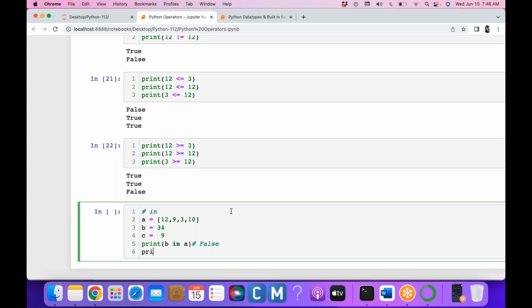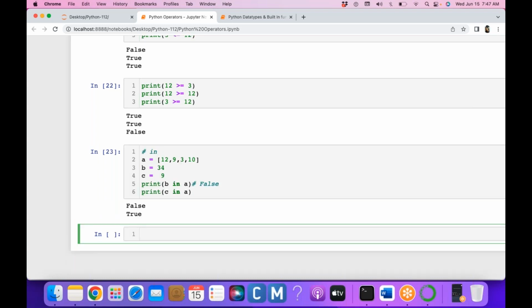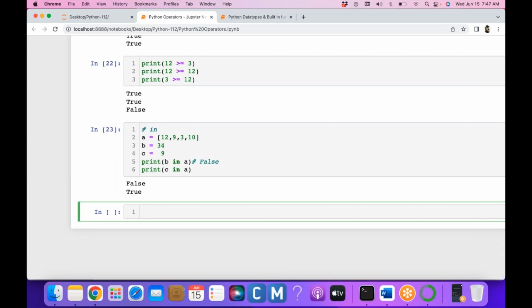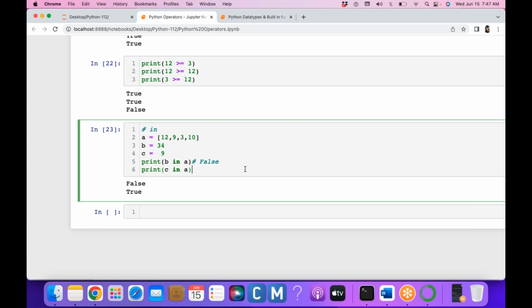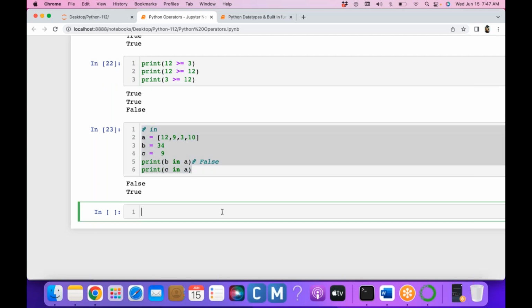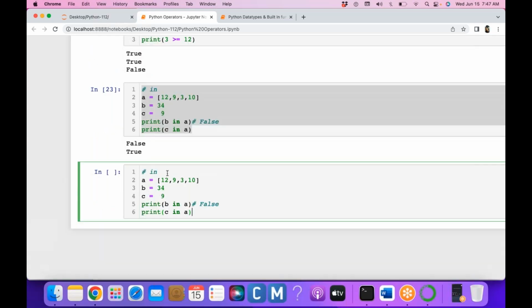But C is 9, right? Is C available or not? Yes, C, 9, is available in A, so it is true. So this is the way the in operator performs the check of whether one particular element is available in the group or not. We can check that with the help of the in keyword.